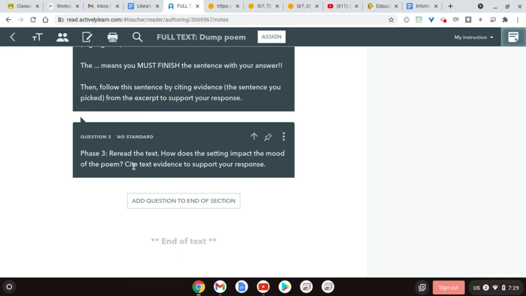Remember, mood is going to be a specific word, sort of like when you pick a specific adjective for tone, but mood can only be a positive mood or a negative mood. So really think of that specific word that you would use to describe the mood of this piece as you answer this question about how the setting impacts the mood. And again, you will be citing text evidence to support your response.